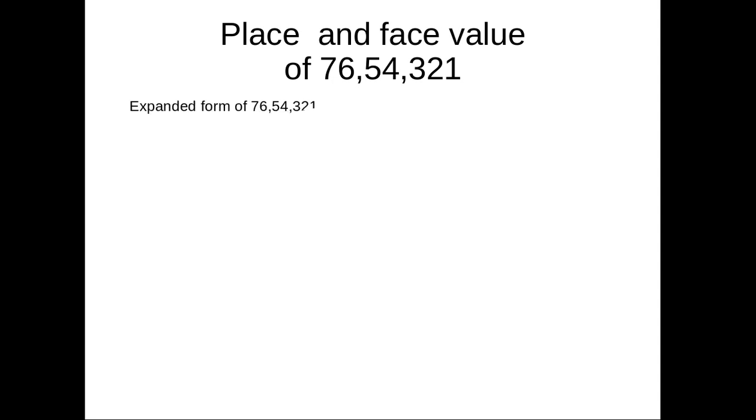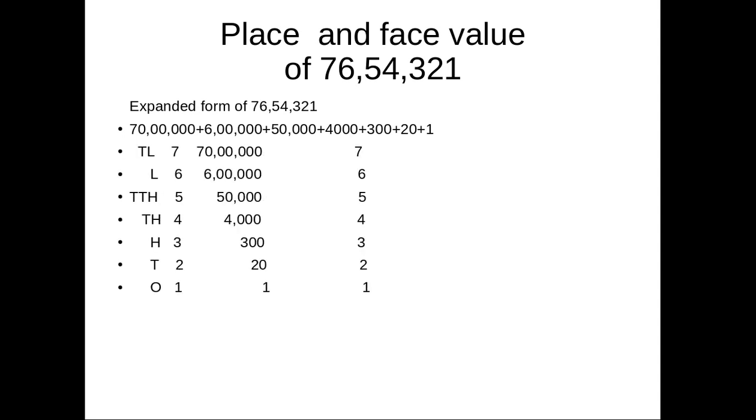76,54,321. Now see here. In expanded form we can write it as 70 lakh plus 6 lakh plus 50,000 plus 4,000 plus 300 plus 20 plus 1. Then we will plot it according to their place values.